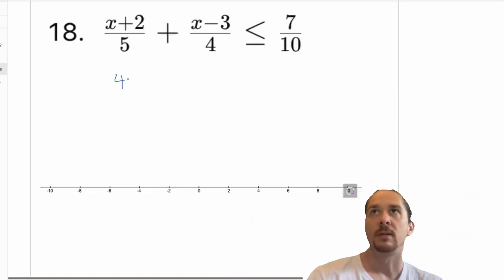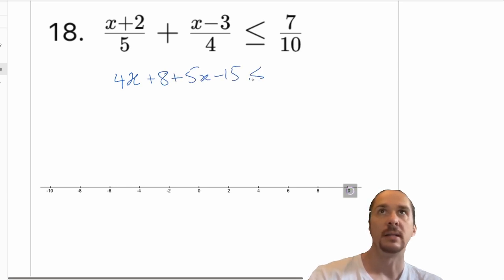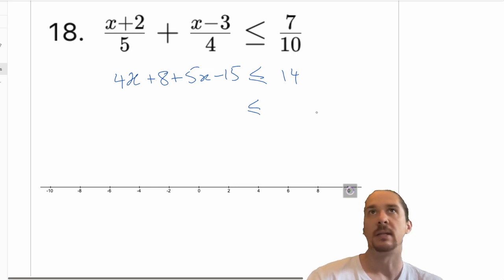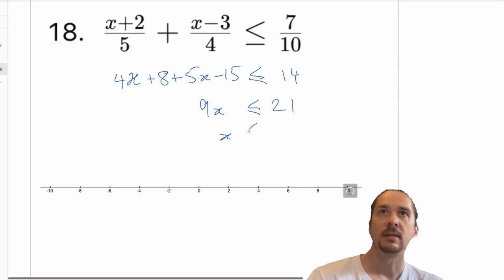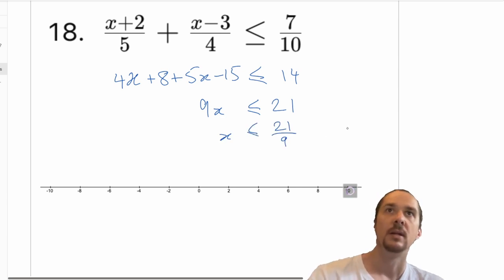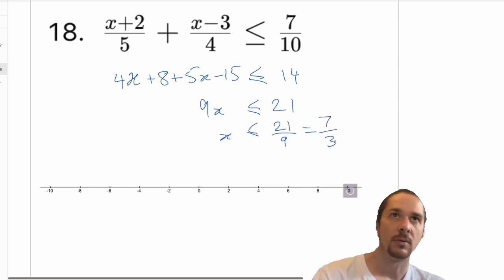Multiplying by 20, this becomes 4x plus 8. This becomes 5x minus 15 is less than or equal to 14. Let's see, minus 15 plus 8 is negative 7. If we add that, we get 21. 4x and 5x is 9x. In other words, x is less than or equal to 21 over 9, which is 7 over 3, which is 2 1/3.